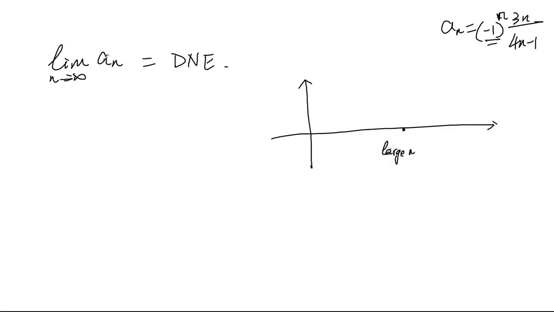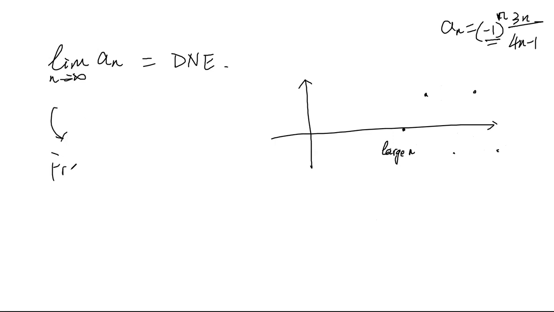The behavior you will see from this series is that it's bouncing between -3/4 and 3/4. So the limit of this sequence doesn't exist.